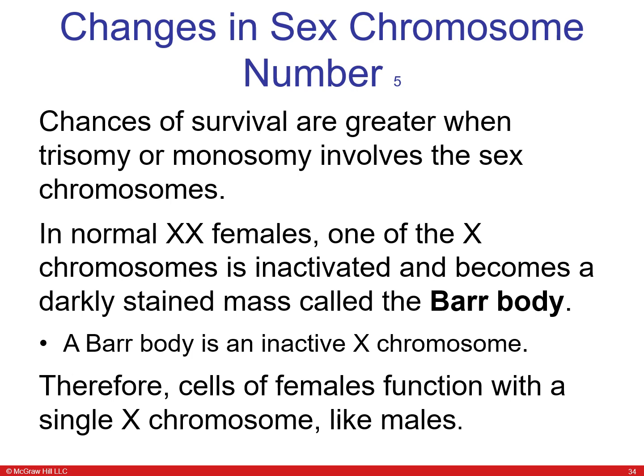In normal XX females, 1 of the X chromosomes is inactivated and becomes a darkly stained mass called the bar body, and since it's inactivated, none of its genes are expressed. Therefore, cells of females function with a single X chromosome, like males.